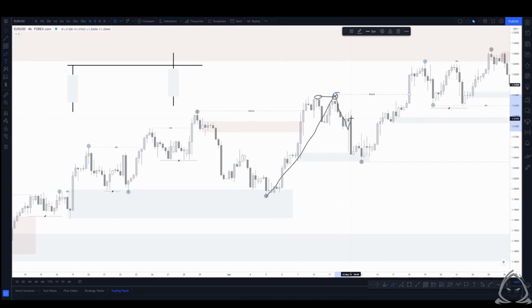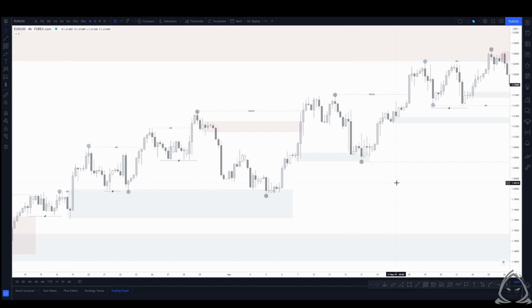We start to create substructure, as I said, create a low, break that low, and then we start to create minor structure. And price continues moving to the upside. So again, breaks of structure are only valid when you're looking at breaks and closes above or below a structural high or low.